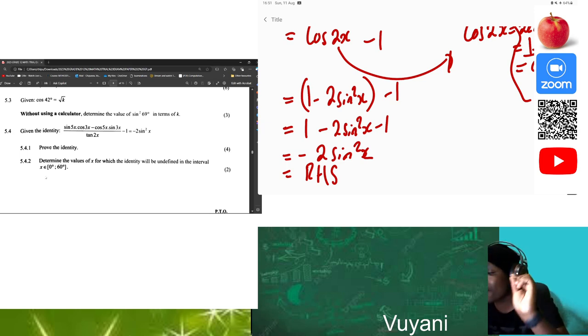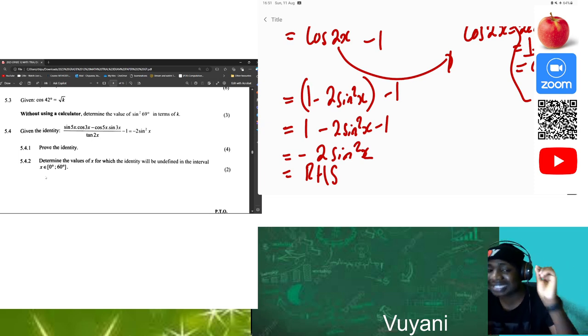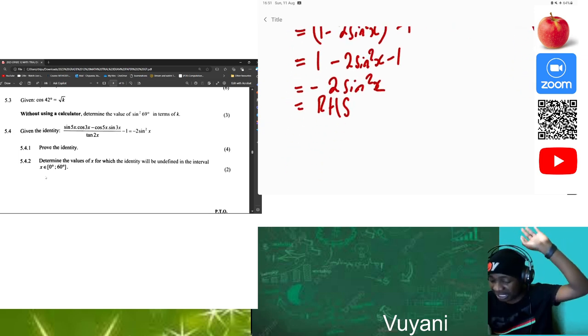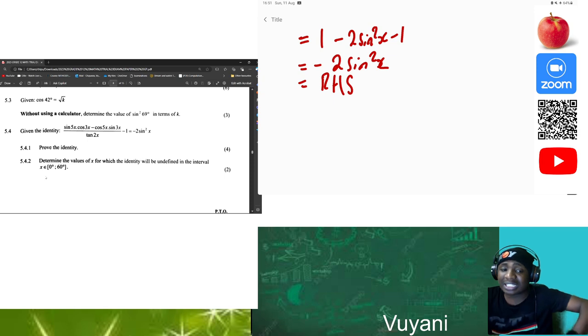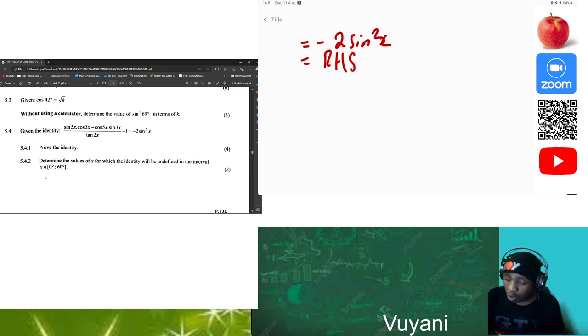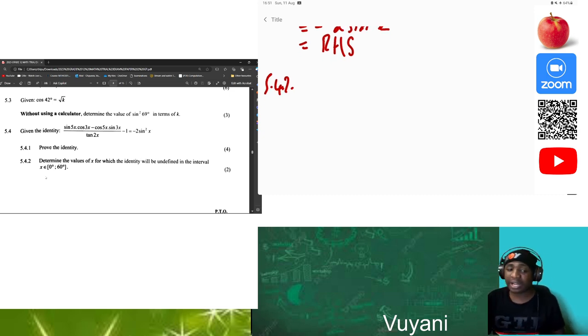Now let's look at 5.4.2. Determine the values of x for which the identity will be undefined in the interval x is an element from 0 to 60 degrees. Oh my word, this is easy because we have the denominator, so the function is always not determined at the denominator. This is easy stuff. Let's write that in English so that everyone can understand.